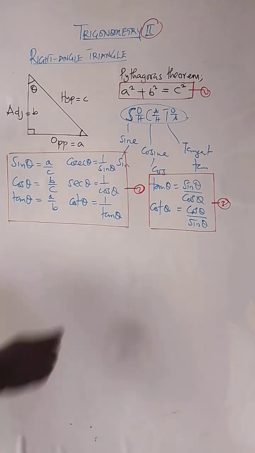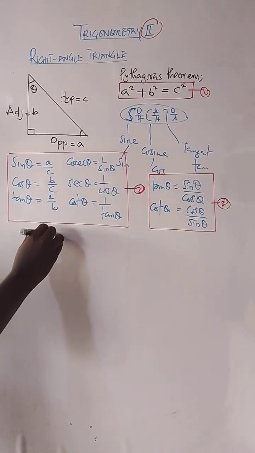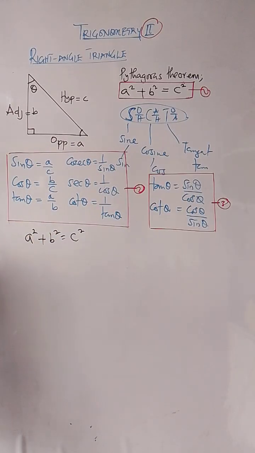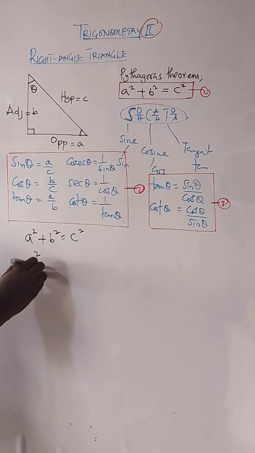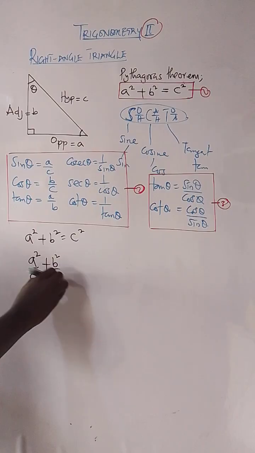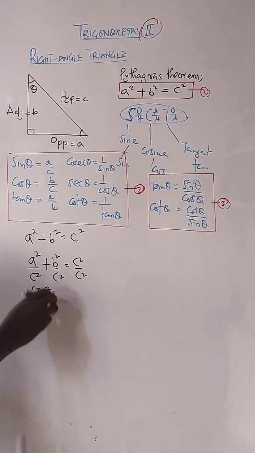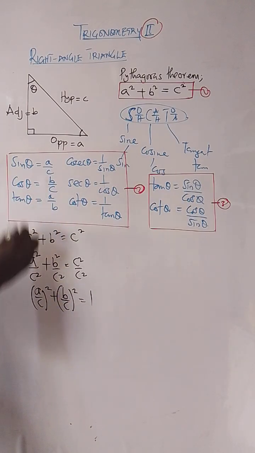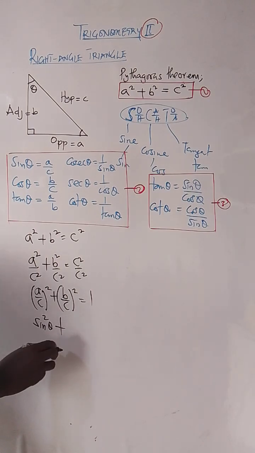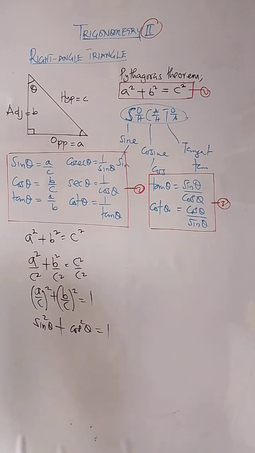Next, from this Pythagoras theorem, we have a squared plus b squared equals c squared. We can decide to divide through by c squared. From here, it implies that a squared over c squared plus b squared over c squared equals c squared over c squared. So here I'll be having a divided by c all squared plus b divided by c all squared equals 1. What is a over c? Sine theta. So if you slot in here, we get sine squared theta plus, what is b over c? Cos theta, you square it. So that's the first trig identity under trig 2.